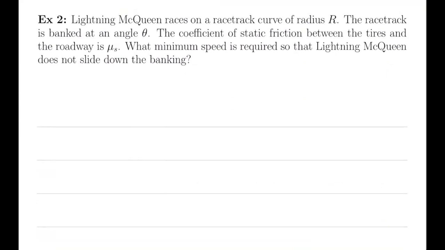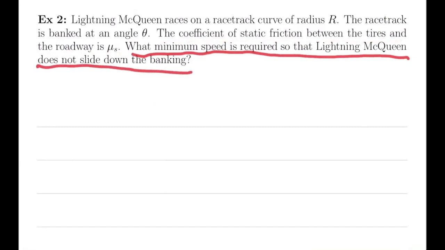Lightning McQueen races on a racetrack curve of radius r. The racetrack is banked at an angle theta. The coefficient of static friction between the tires and the roadway is mu s. What minimum speed is required so that Lightning McQueen does not slide down the banking?